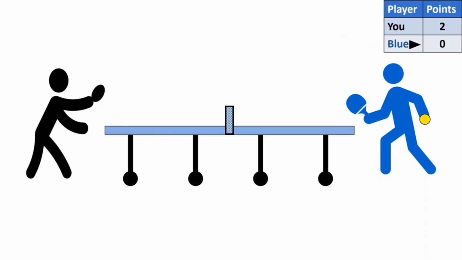Now let's assume that the player in blue played a good point. He won the first point and then he played another good point. He won the second point. Now he has served for 2 points. So serve will change now.